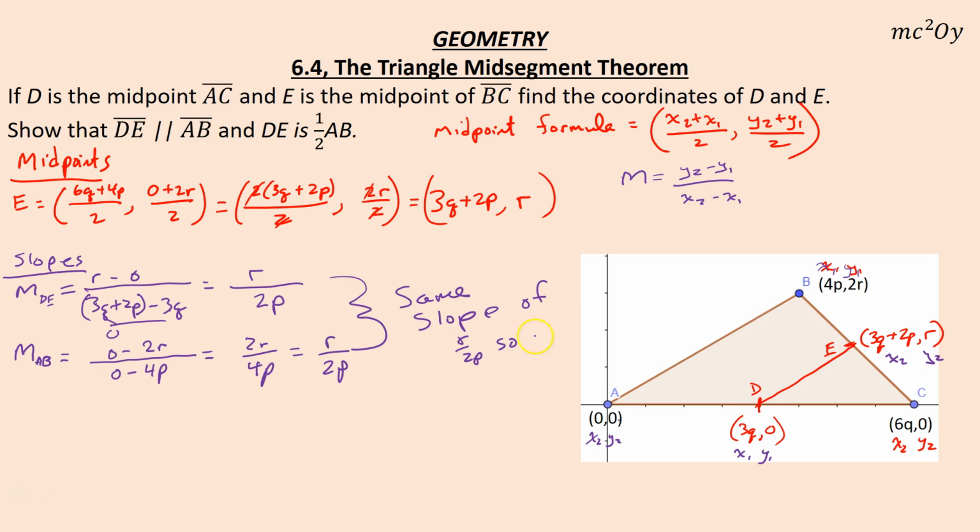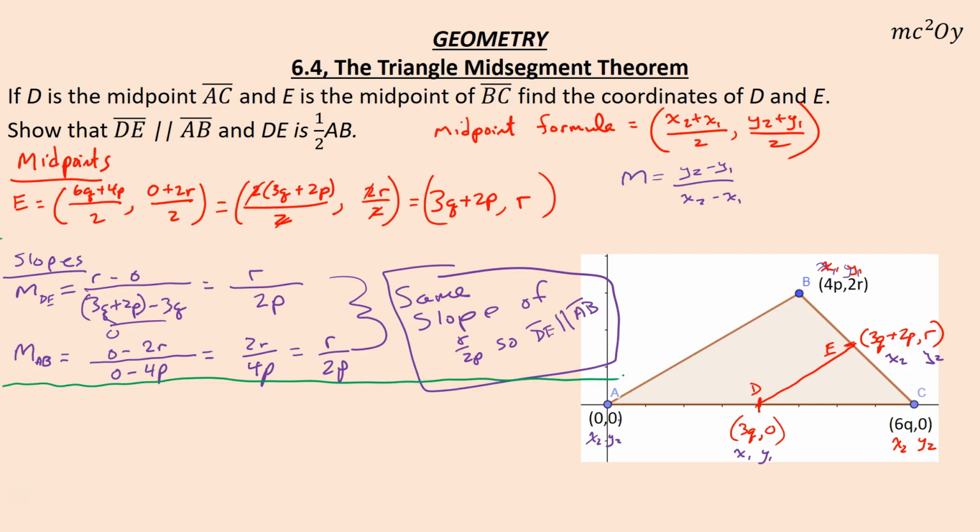So, DE is parallel to AB. All right. Well, we also have to show DE is 1/2 of AB. Problem is, I'm running out of some room here. So, we're going to go ahead and separate this here. All right. See if I can fit it down here. So we've got to deal with distance now. Okay, so I'm going to find the distance of DE. All right, and remember the trick I showed you earlier here.